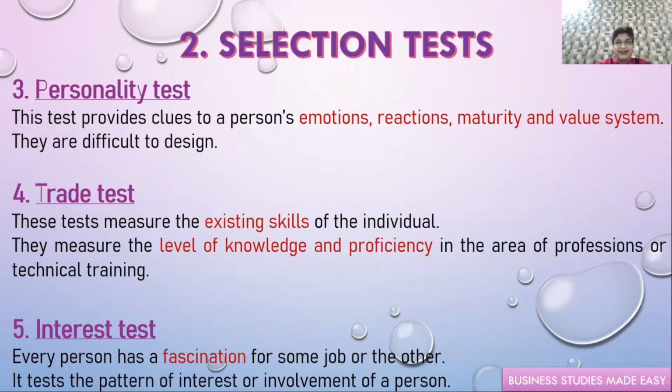Then comes the personality test. This is a very complex test. It is also called a psychometric test, in which the person's emotions, reactions, maturity, and value system are checked. For example, they'll give you a hypothetical case that you want to join the organization. So they'll put you on this test that you are married and you have a small child who's suffering from 104-degree temperature. The child is very sick. But you also have an urgent meeting with foreign delegates, which has to take place today itself. What will you do in such a situation?